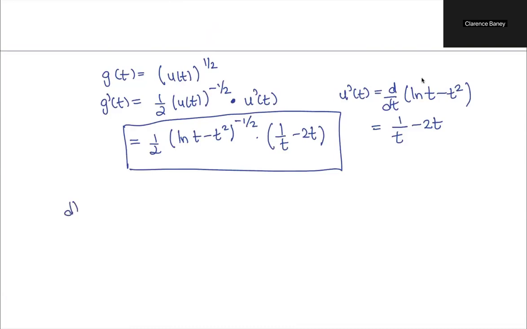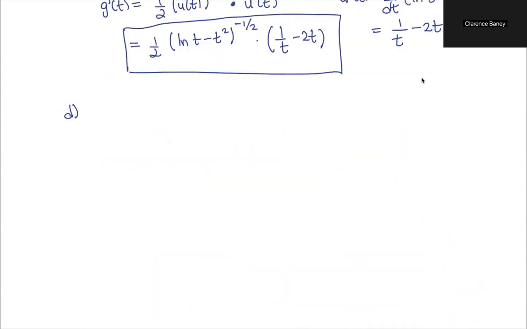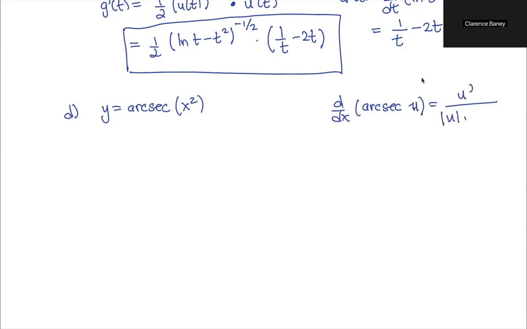Our question D, going back up, was the arc secant of x squared, and you were given a formula for that. y equals the arc secant of x squared. And the formula is that if you find the derivative of the arc secant of u, the formula that was given on the test was already written using the chain rule, essentially. And so you would have u prime all over the absolute value of u times the square root of u squared minus 1.